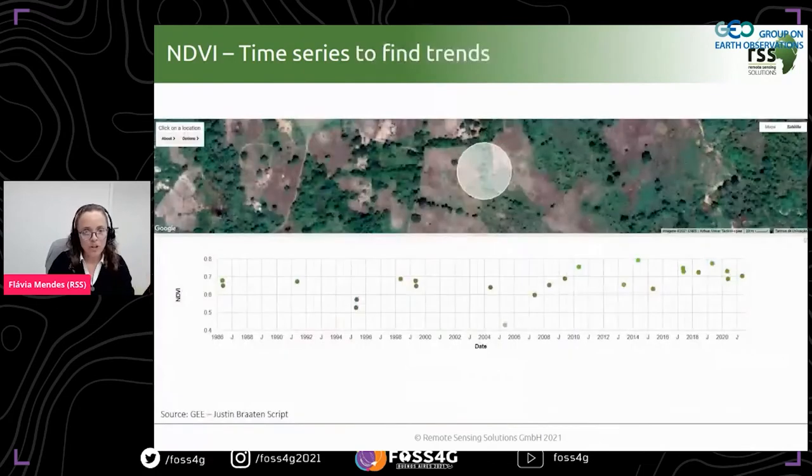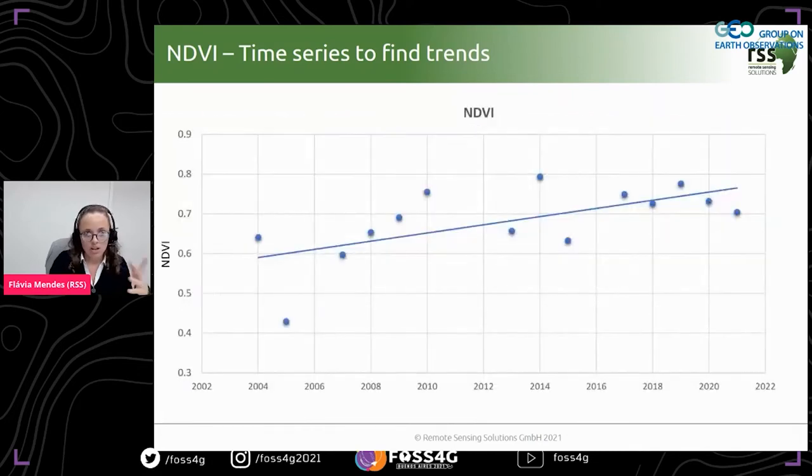Here, for example, is a script by Justin Braaten, a very nice person who does an amazing job with Google Earth Engine, making it free and available for everyone, to see a kind of trend in the NDVI. We did a test with one of the pixels. You can see in the graphic the NDVI values on the y-axis and the years on the x-axis. So we could see a trend in the increase of the NDVI.